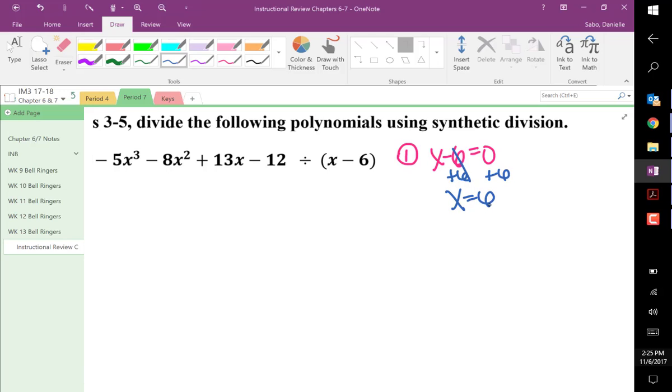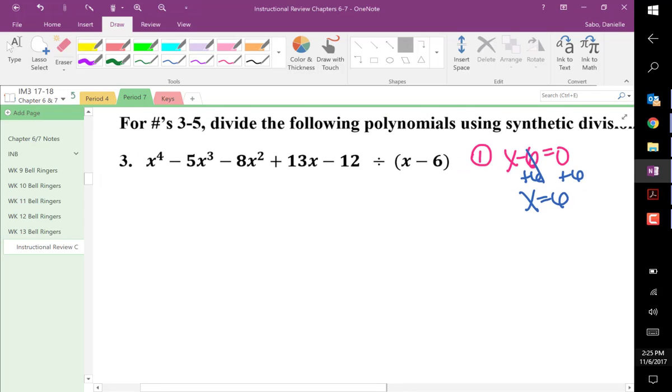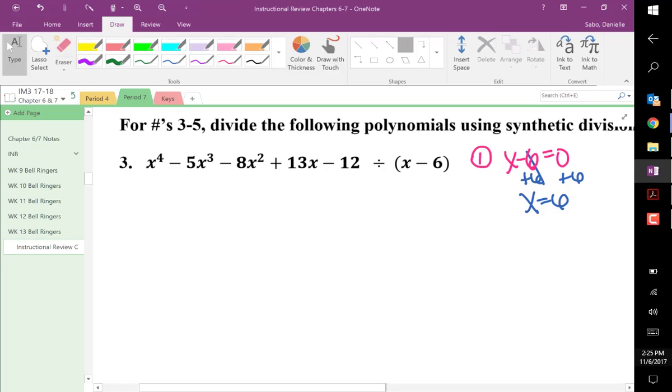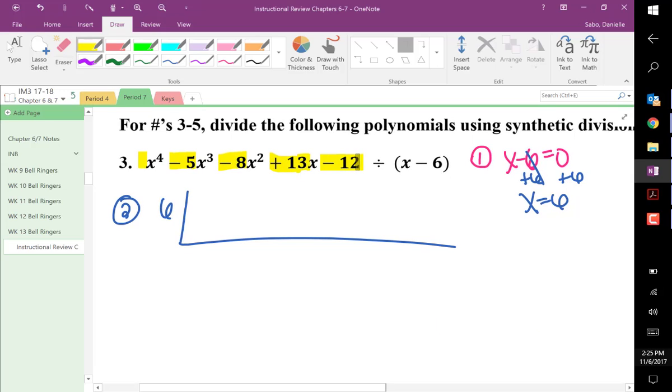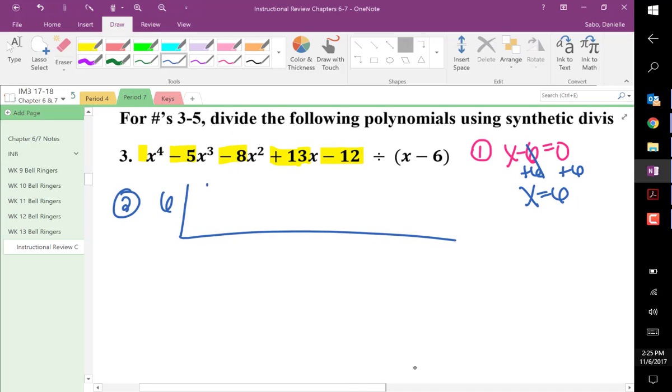Because your second step is to set up that synthetic division, which you guys all did really, really well when you did it. So I'm going to take that 6, and I'm going to do that little L. And all of the coefficients out in front, 1, -5, -8, 13, and -12 is what we'll be writing. So 1, -5, -8, 13, -12.